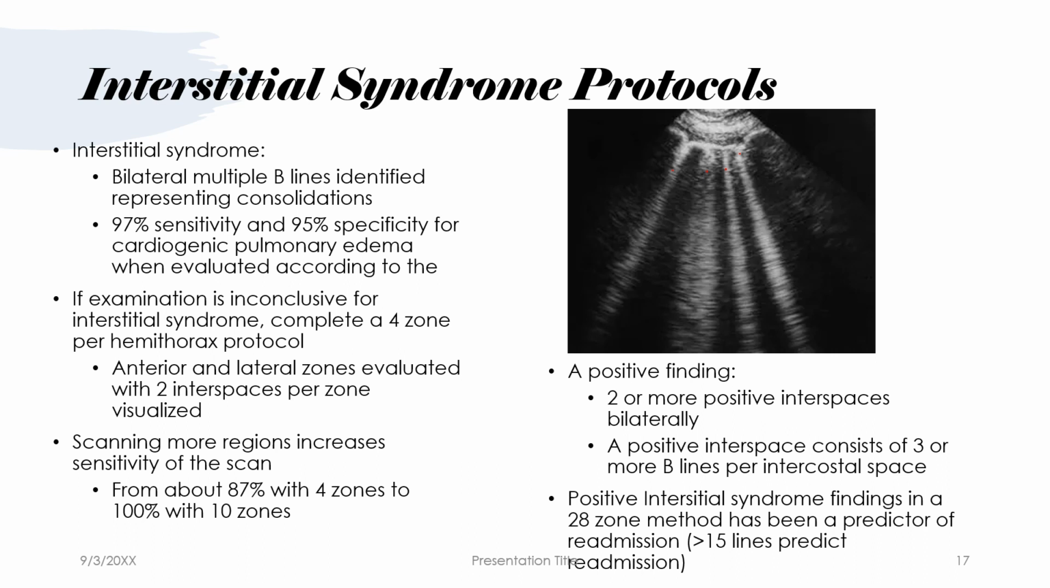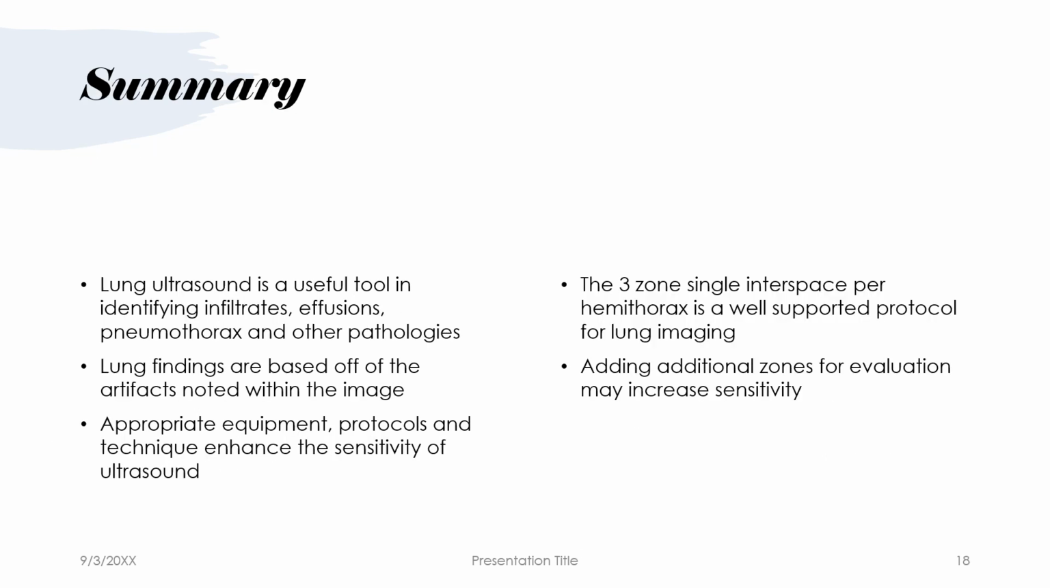Positive interstitial syndrome findings can also be evaluated with what they call a 28-zone method. The guideline for that method is you would do 28 zones, and if you had more than 15 B lines in those 28 zones, it tends to be an excellent predictor that people with cardiogenic pulmonary edema getting out of the hospital will be readmitted. So that's another way you can use this for maybe non-emergent exams.